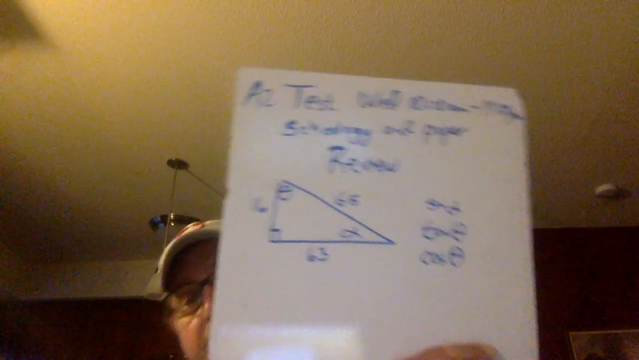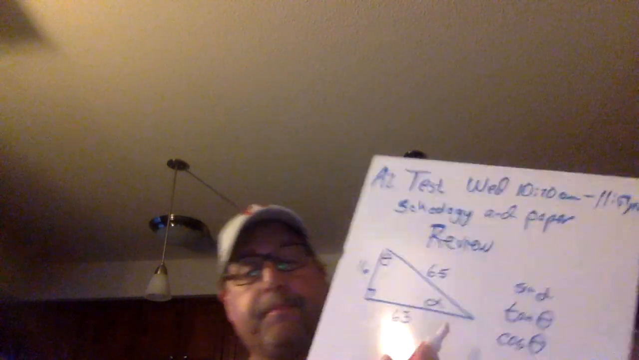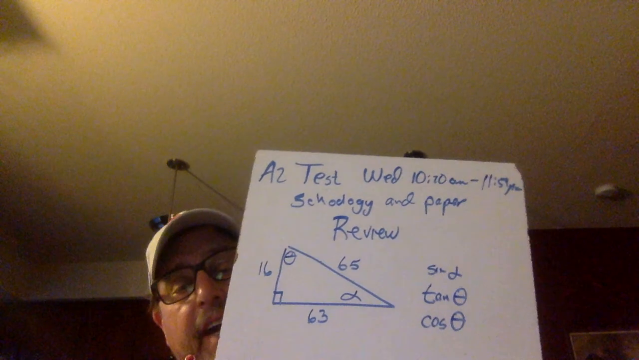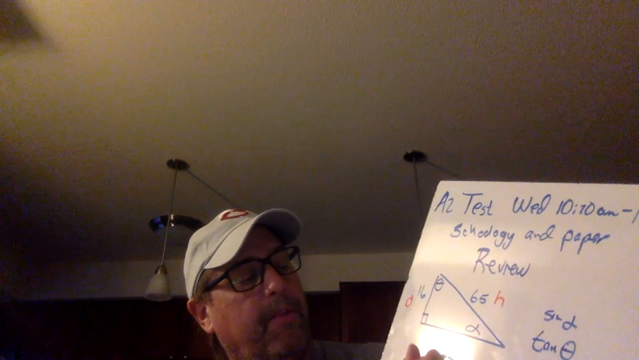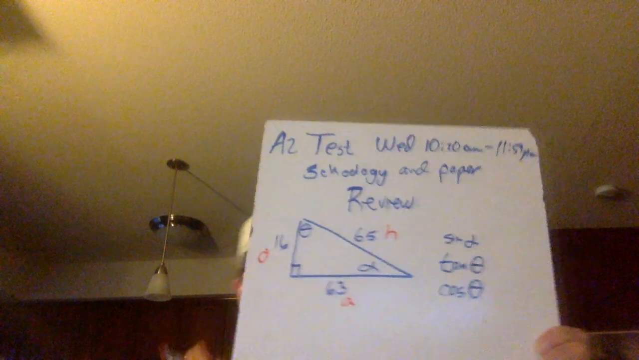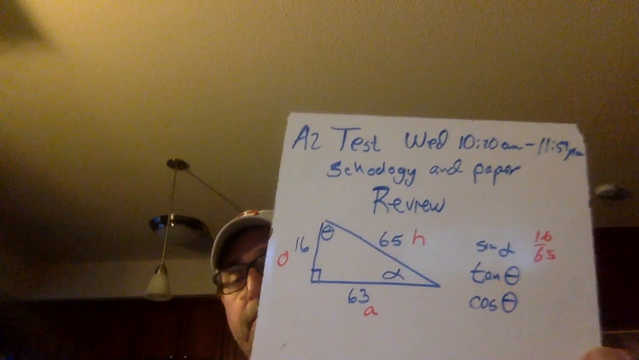Here we go. This little sign is the Greek letter alpha. Once we have that, the 65 is always the hypotenuse. From alpha, far away is the opposite, nearby is the adjacent. When I'm talking about the sine of alpha, I want opposite over hypotenuse. I put 16 over 65, and that's what I do.